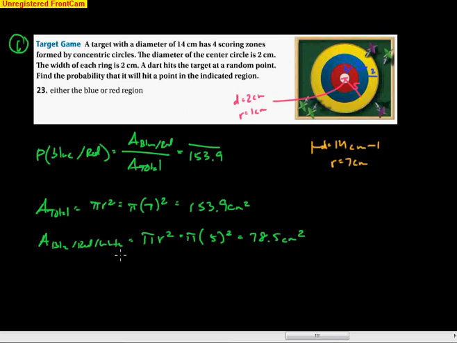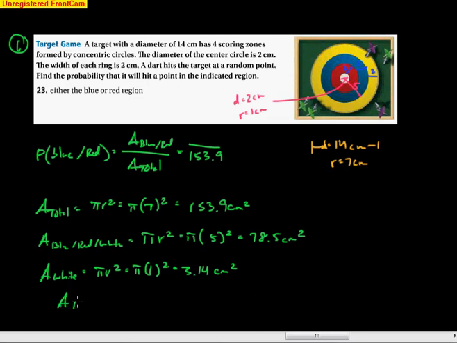But I don't want the red, the white, and the blue. I just want the blue and the red. So I need to get rid of this white. So find the area of the white alone. Again, it's another circle. Its radius is 1, as we talked about before. So that's just 1 pi. And 1 pi is 3.14. And that's centimeters squared.